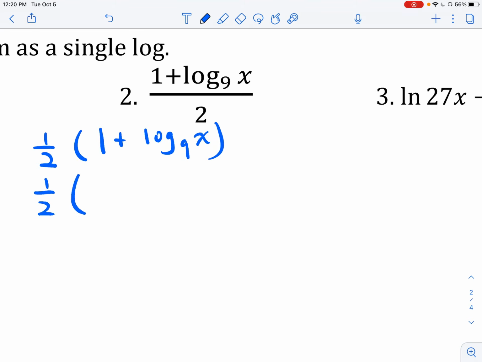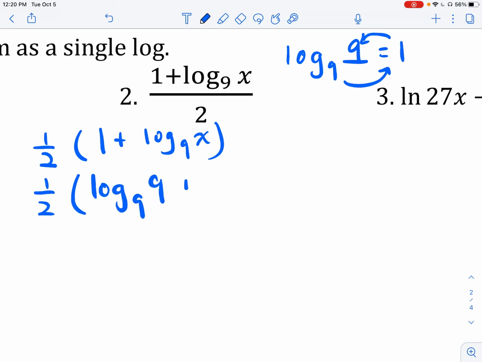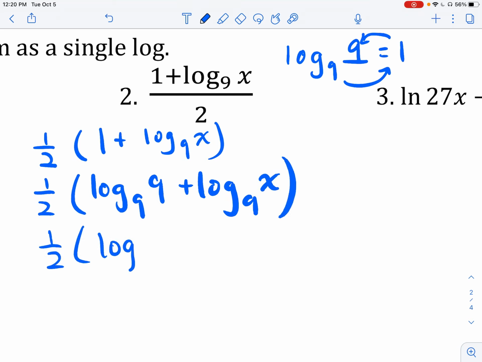Next, I'm going to rewrite that 1 in terms of log base 9. So again, log base 9 of what value is equal to 1? Well, that would have to be 9. 9 to the 1 power is equal to 9. So I'm going to rewrite that 1 as log base 9 of 9 plus log base 9 of x, which means I can then rewrite this as log base 9 of 9x.